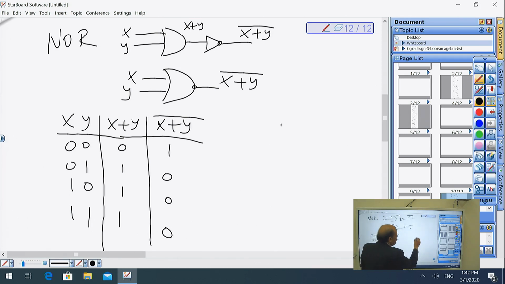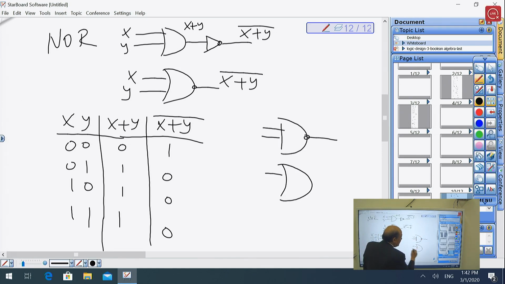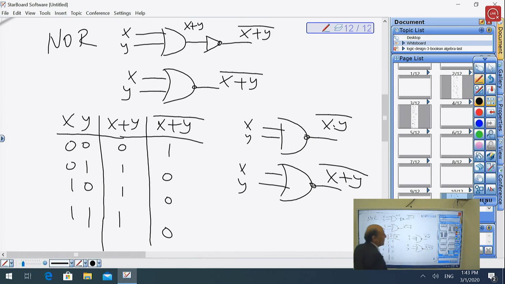These two gates, NAND and NOR, are very useful since we can implement any Boolean function using only NAND gates or using only NOR gates. And we will prove that, and I will show you how to implement any Boolean function using only these gates.